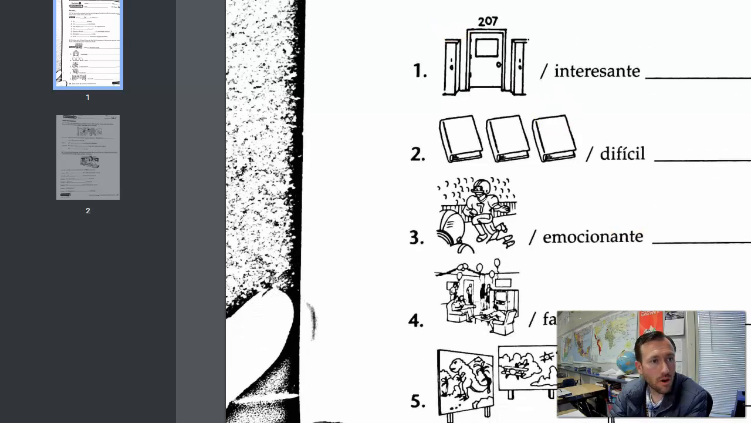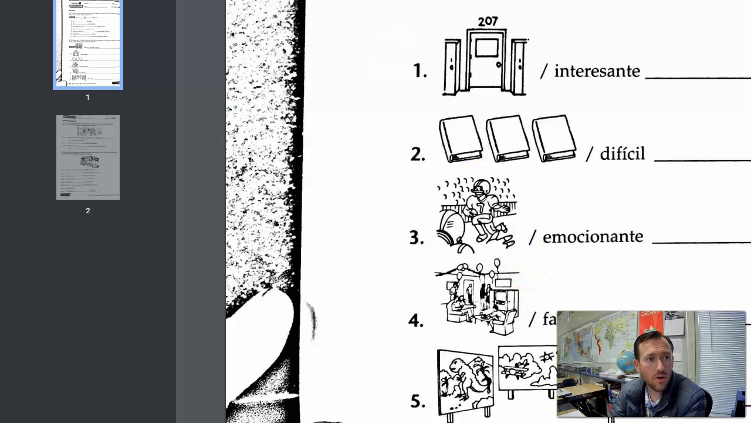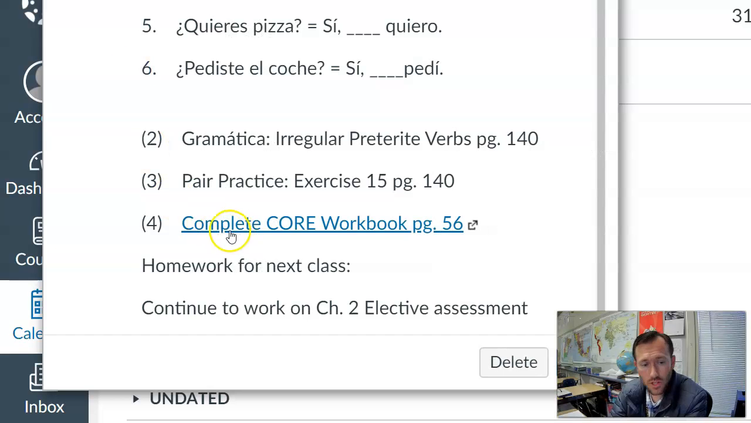And that is part B, y'all. Again, no homework at all due for next class. This workbook page you're not going to turn in until Friday's class, or Monday if you're a B-Day class. So just continue working on that project, the Chapter 2 elective assessment, and I'll see you guys soon. Ciao.